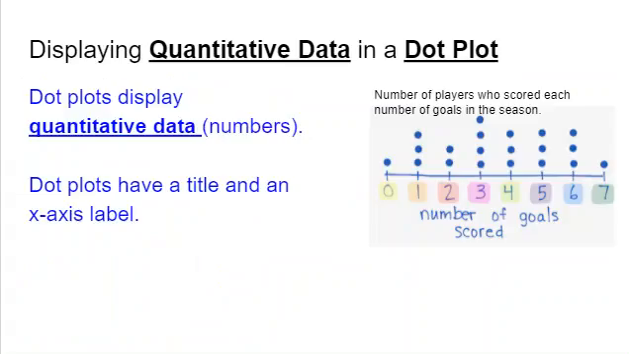One way to show quantitative data is in a dot plot. Dot plots display quantitative data, which would be numbers. So in this case, the categories are the numbers of goals scored. Dot plots have a title and an X label axis. So in this dot plot, you can see that 3 people scored 5 goals in the season. 1, 2, 3.